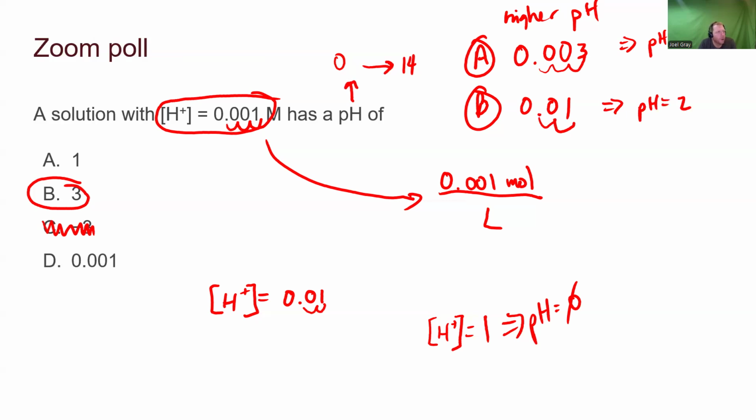Okay. Now, tell me which solution is more acidic, A or B? B. That's great. That's the sort of question that people always get frustrated and stumped by because they're like, wait a minute, as the hydrogen ion concentration goes up, that means it's more acidic. When the hydrogen ion concentration goes up, the pH goes down, right? Or is it the other way around? So keep those things straight.